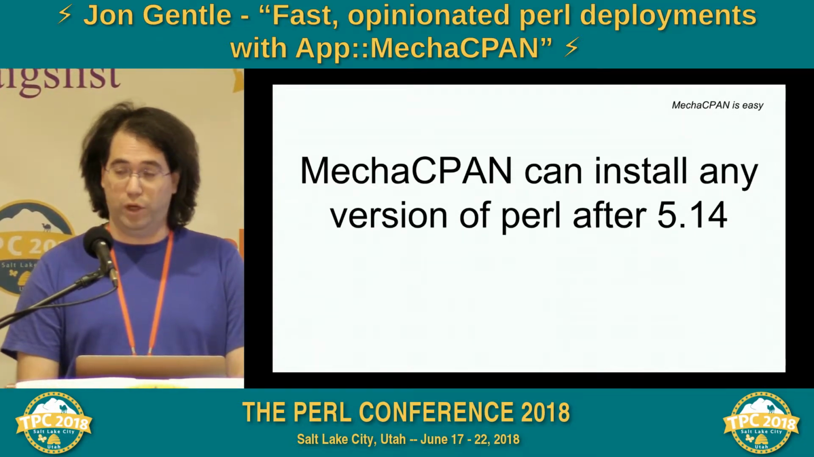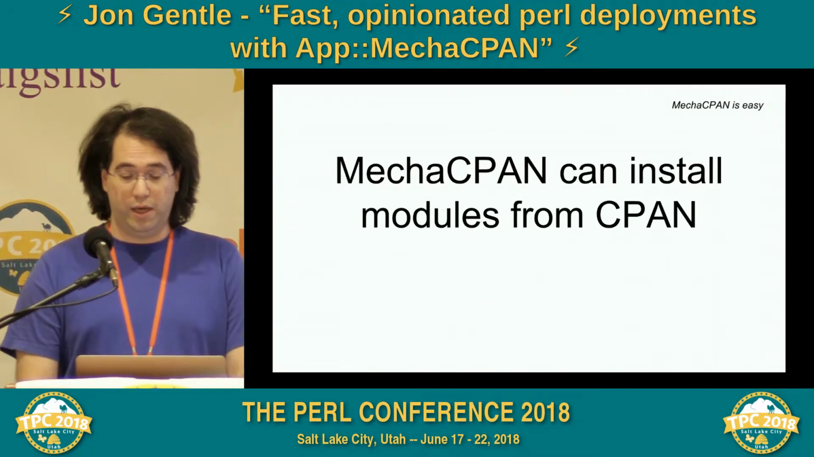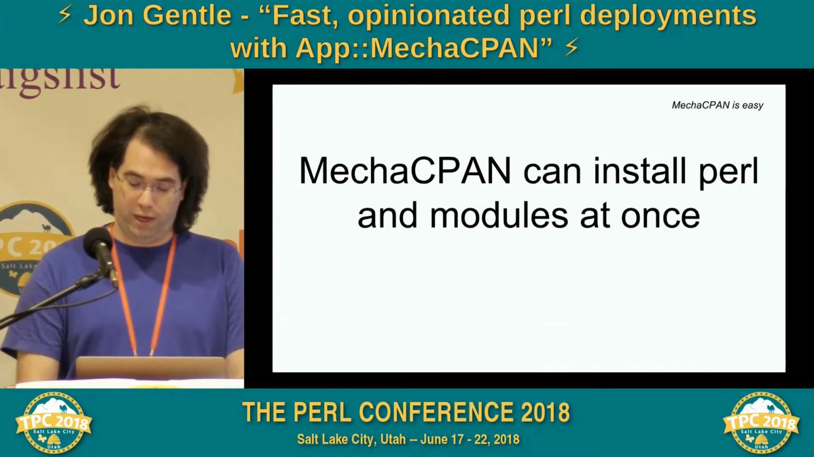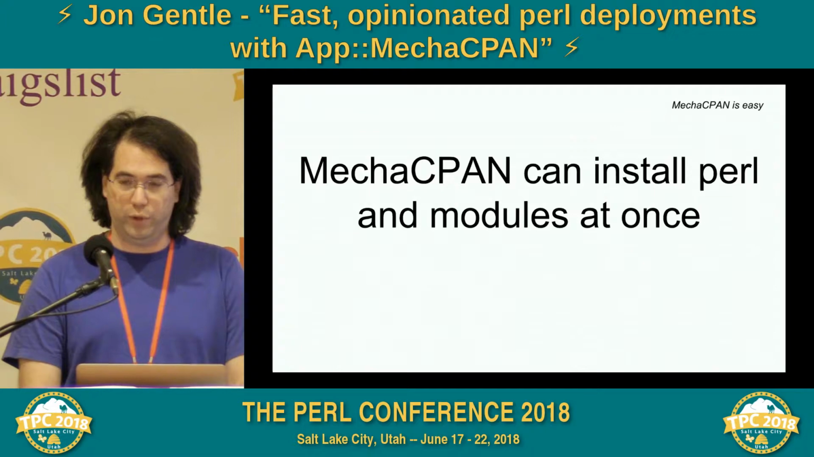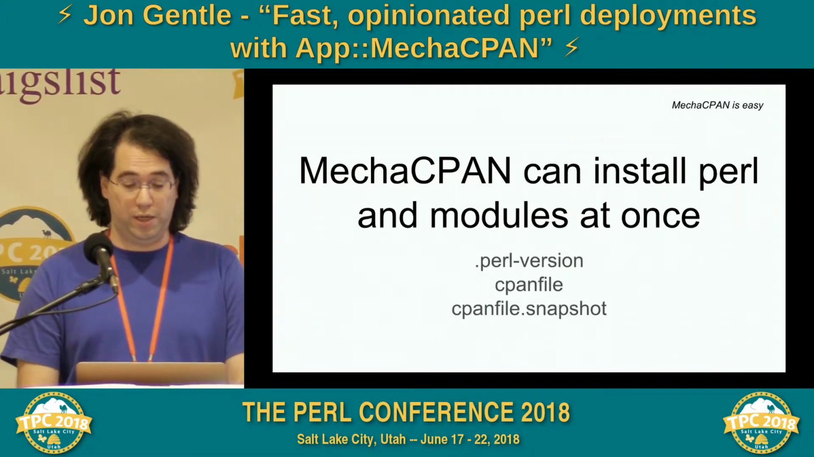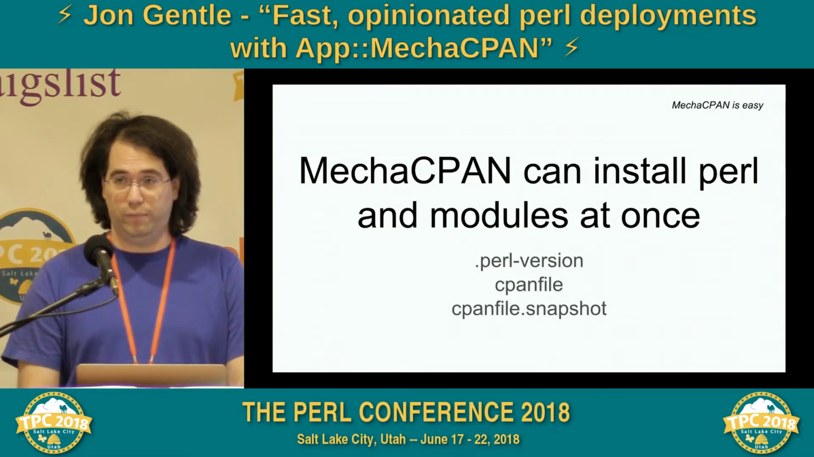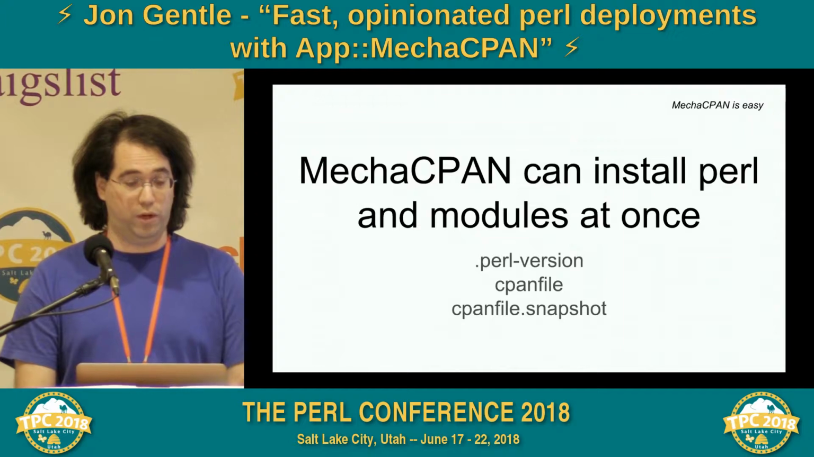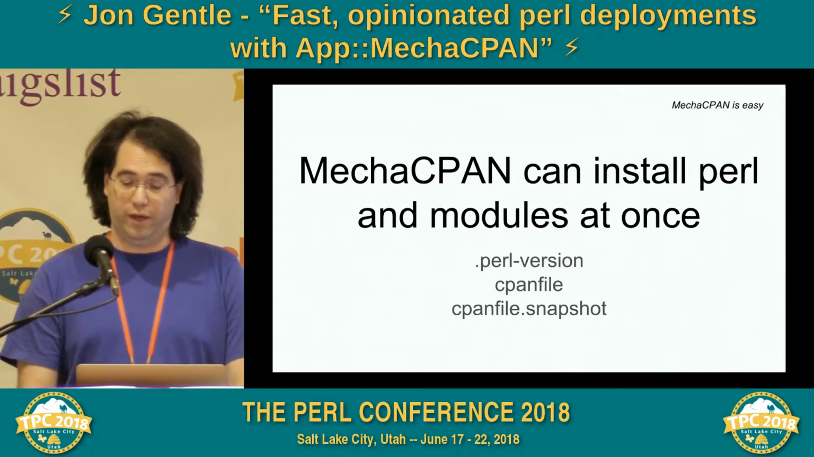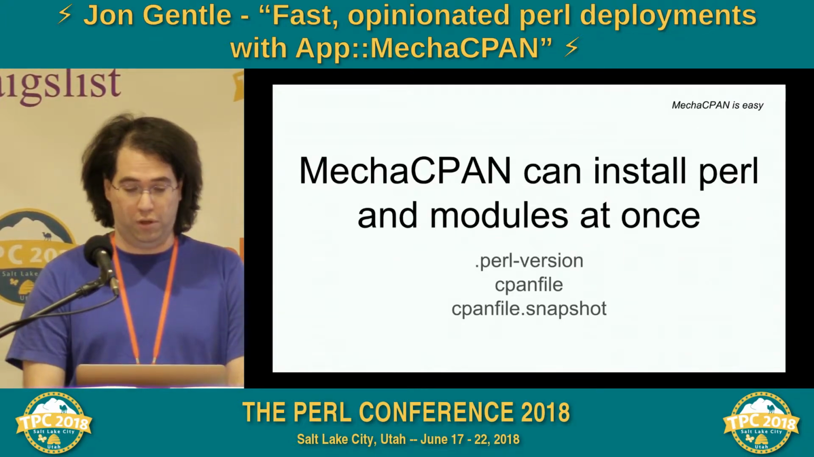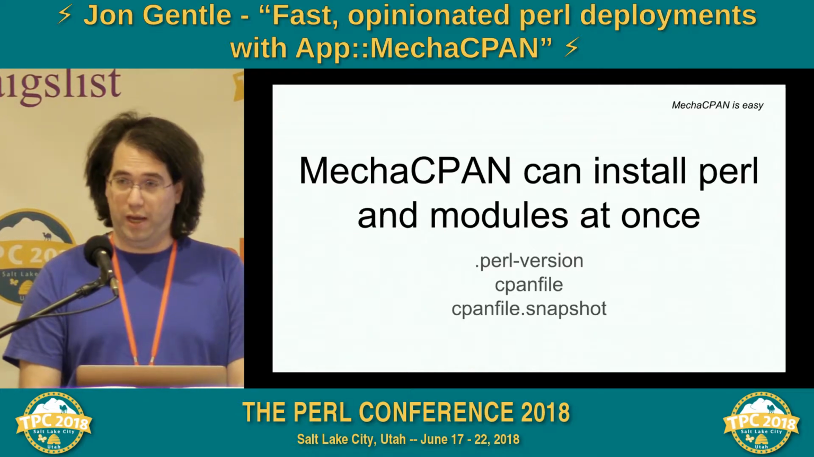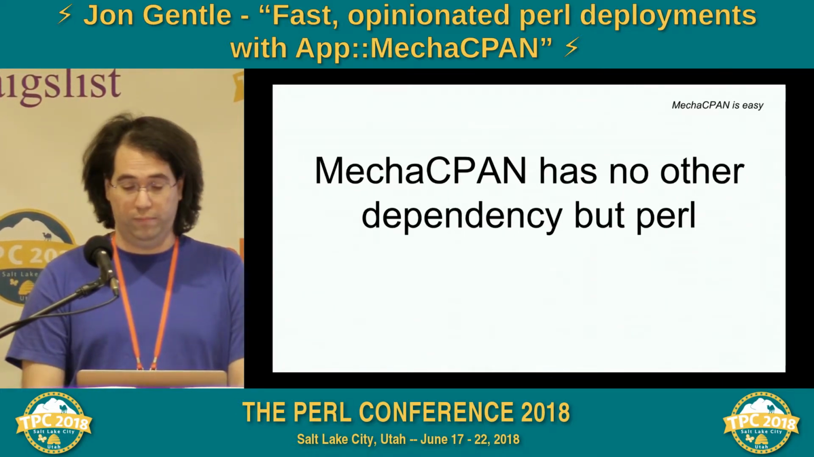It can install modules from CPAN, as you would expect. It can also do both of them in one command, which is really where I think most of the value lies. It reads 3 files that we use today: the .perl-version to tell plenv what version to use, the cpanfile to tell what our dependencies are, and we use a snapshot file to know exactly what versions to install. MechaCPAN has no other dependencies but Perl.